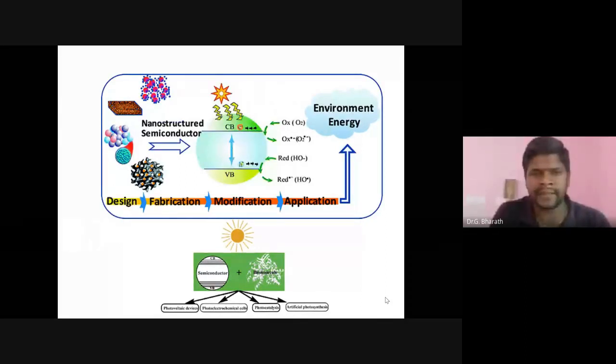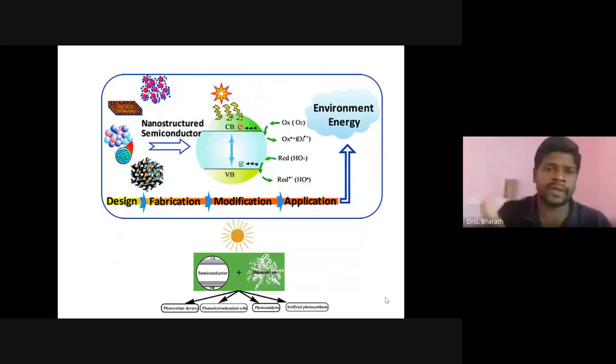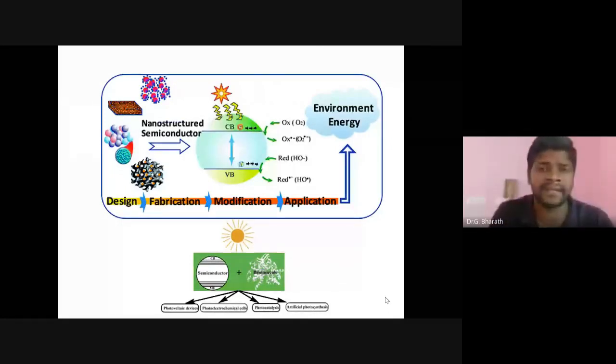When the nanostructured semiconductor is produced, it is in particle form. When light interacts with the semiconducting nanomaterial, it has a valence band and then a conduction band. When the light strikes the valence band, it produces excited electrons. These excited electrons move to the conduction band, and the conduction band electrons react with environmental oxygen and produce oxygen radicals. These oxygen radicals kill the virus.